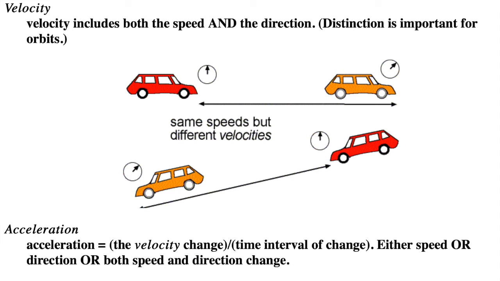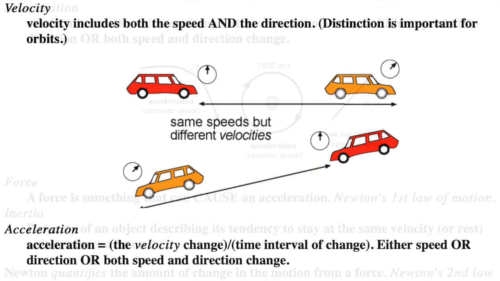Velocity is in italics because how we'll use the term is different than how most people use the word velocity. Proper use of the term velocity includes both the speed and the direction. So you're moving at 60 miles per hour north or 5 miles per hour down. This distinction from speed will be important for orbits.